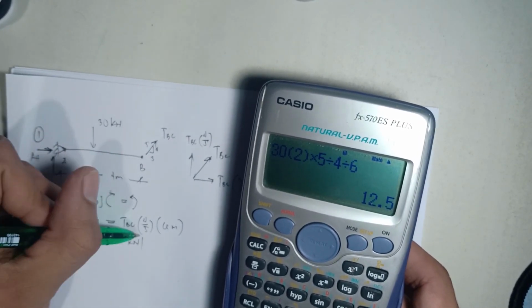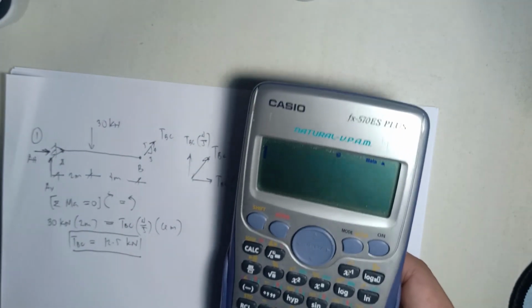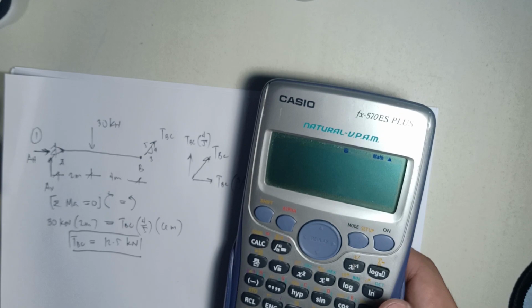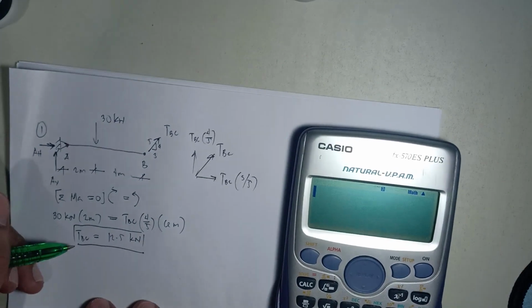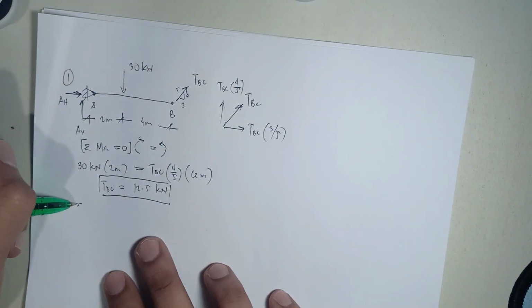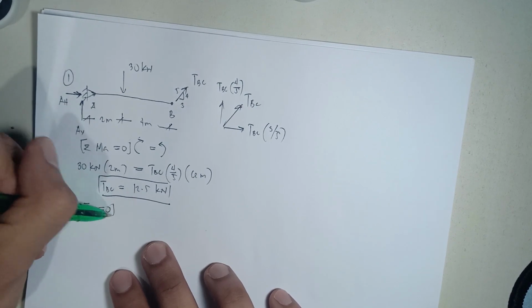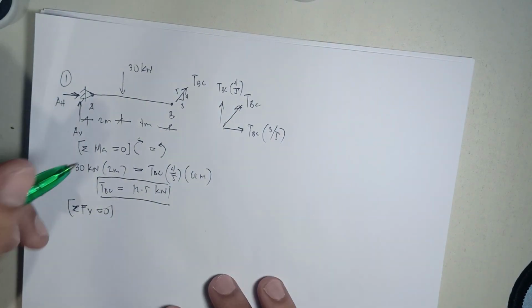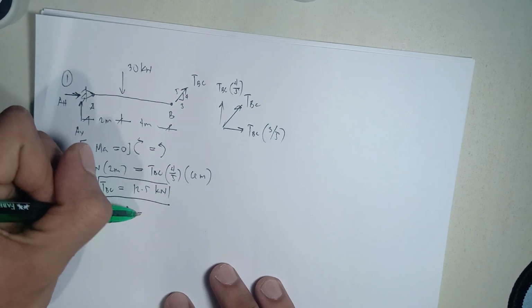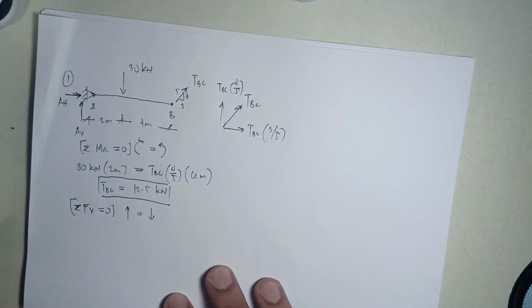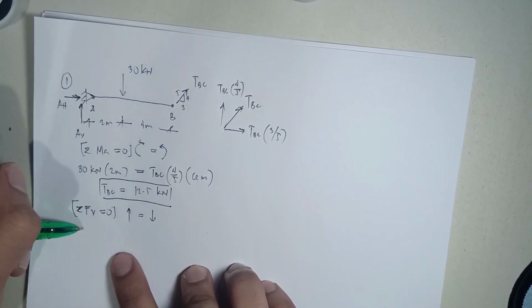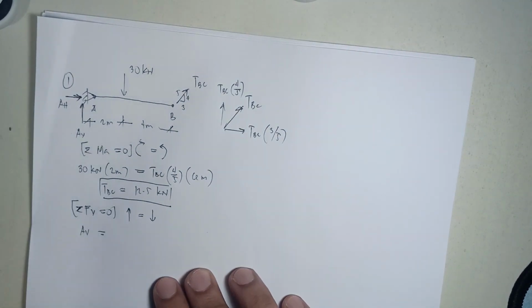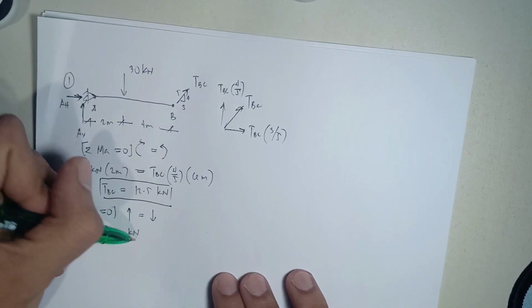Ito yung tension at BC. Ngayon, pwede natin masolve yung reaction at A using summation of forces horizontal at summation of forces vertical. Sunod is summation of forces vertical equals to 0 for equilibrium, kaya in-equate natin sa 0. Then, lahat ng papuntang pataas, pwede natin equate sa lahat ng pababa. Inassume ko yung AV is pataas, so ilalagay ko sa left side. So, AV equals lahat ng pababa is 30 kilonewtons.